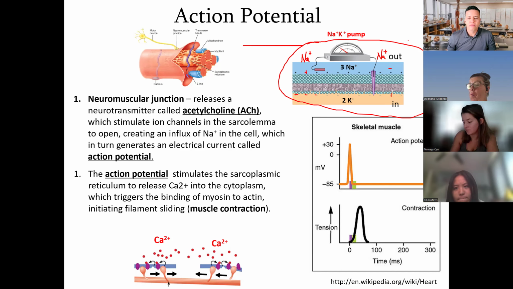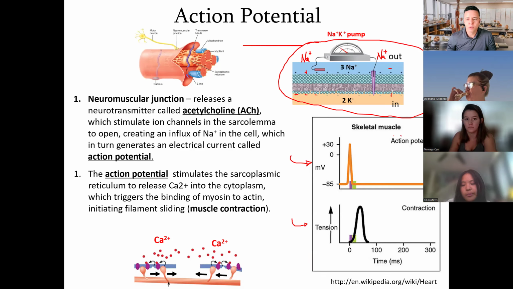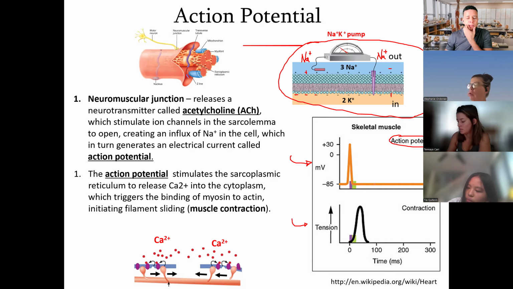So what is this graph right here? Everybody look up for a second. These two graphs right here, guys, they are representing two different things, okay? The one on top is representing action potential inside the skeletal muscle cell. The one at the bottom is representing the tension on the muscle of the skeletal muscle cell, the contraction.